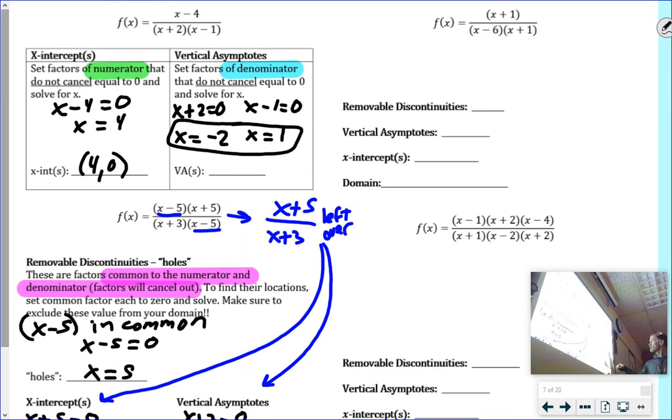Let's do a couple more examples. Again, if you want to pause the video and just do both of these, and then I'll kind of run through those answers. Again, we're looking for the removable discontinuities or the holes, the VA, the x-intercepts, and then we can write the domain. By the way, when you write the domain, not only is it VA, but the holes are also discontinuities. So it'll be that same format, but you combine the hole and the VA when you write the domain. So if you want to pause the video and do both of those questions, I'll zip through those answers in just a second.